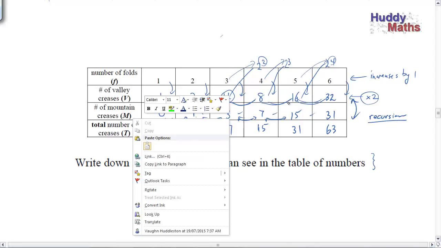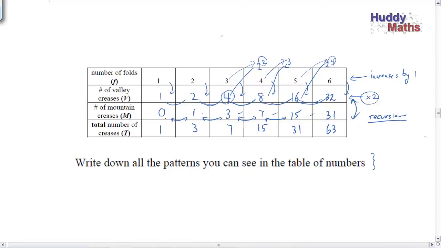3 went to 7. 7 went to 15. Did you see a pattern there? Well, let's write it down here. 0 went to 1. It went up by 1. Then the next one went up by 2. The next one went up by 4. And 7 went up by 8 to 15. Can you see that? 15 went up to 31.